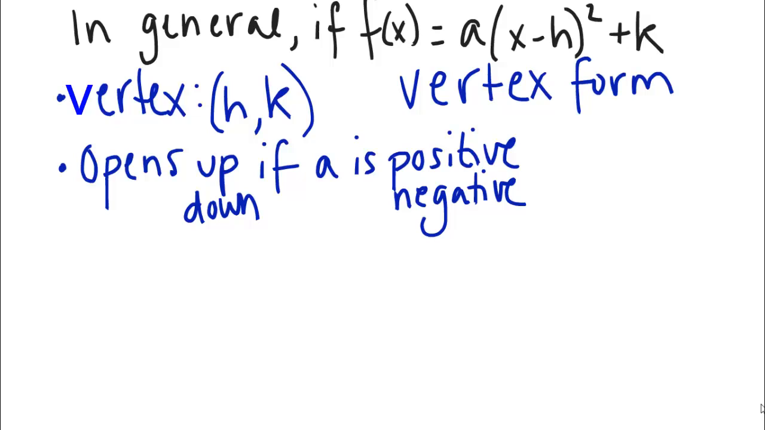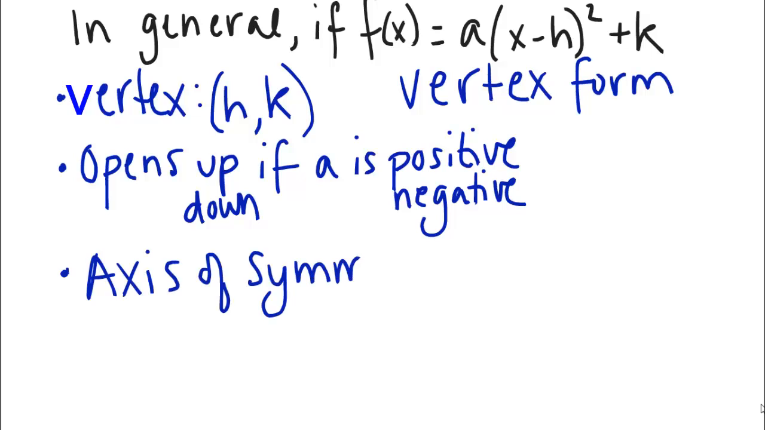What else do we know? I know that there's an axis of symmetry through the vertex. I can actually figure out the equation for the axis of symmetry. I know it's always a vertical line that goes through the vertex. Well, the vertex had x coordinate h, so the axis of symmetry must be at x equals h. That's the equation for our axis of symmetry.